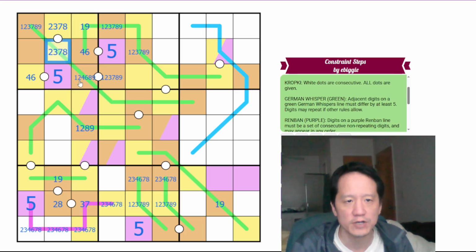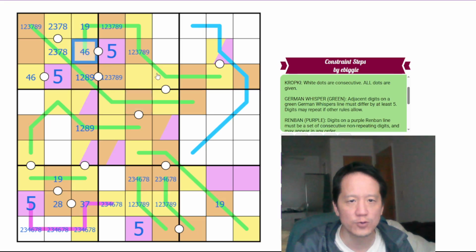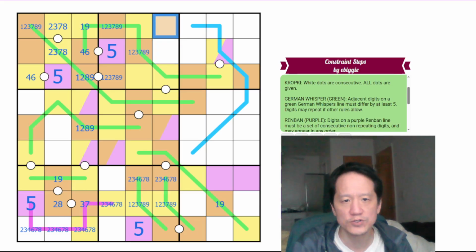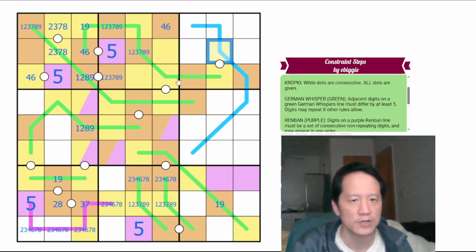So this can't be 1 or 9. This cannot be 4 or 6 then. This is 1, 2, 8, 9. This is 4 or 6. Where is the orange 4 or 6? Cannot be here. It has to be here. So this is the orange 4 or 6. This has to be yellow. This can't be pink anymore, so it's also yellow.